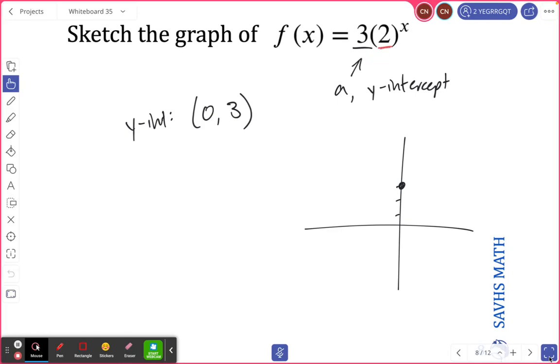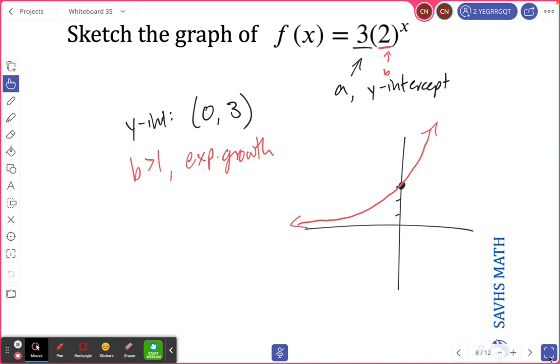This b is a growth rate, and b is greater than 1, so we have exponential growth. And so this graph should look something like this. That's a pretty rudimentary, but an okay sketch of this graph.